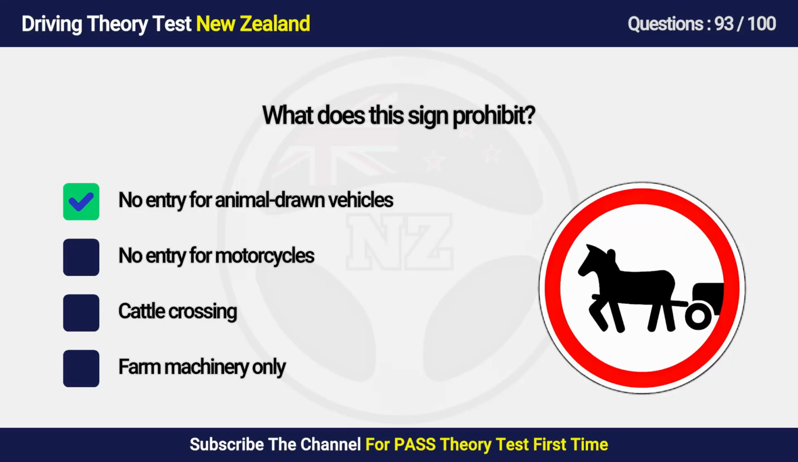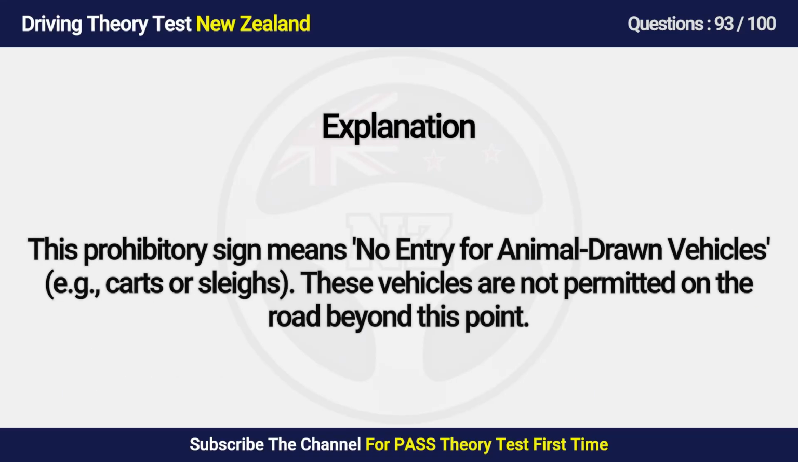Answer is A. No entry for vehicles. This prohibitory sign means no entry for vehicles, e.g., carts or sleighs. These vehicles are not permitted on the road beyond this point.